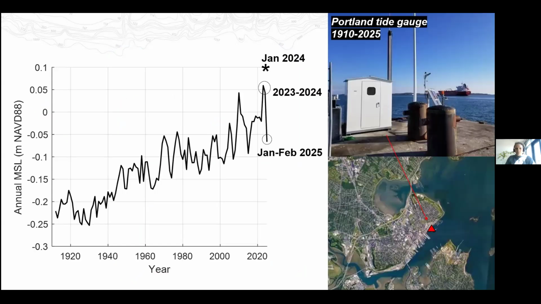So something really important that's been happening in the region recently, this is annual mean sea level from the Portland tide gauge, which is a CO-OPS tide gauge that's been in the harbor since 1910. There's this big spike in sea level in 2010 that's been written about a fair bit in the scientific literature, but then again in 2023 and 2024 we had another high sea level anomaly that's just started to come down in the last couple of months.